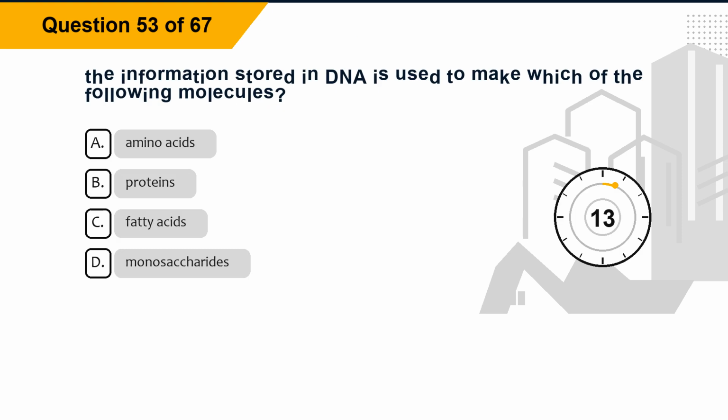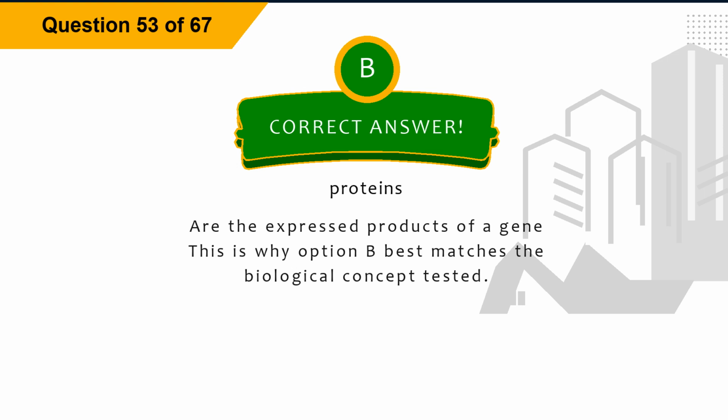Question 53. The information stored in DNA is used to make which of the following molecules? Option A. Amino acids. Option B. Proteins. Option C. Fatty acids. Option D. Monosaccharides. The correct answer is option B. Proteins. Explanation. Proteins are the expressed products of a gene. This is why option B best matches the biological concept tested.